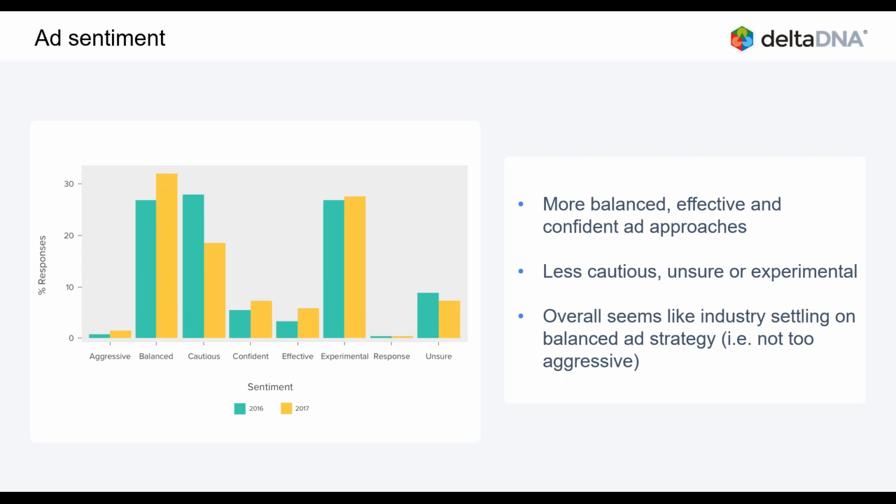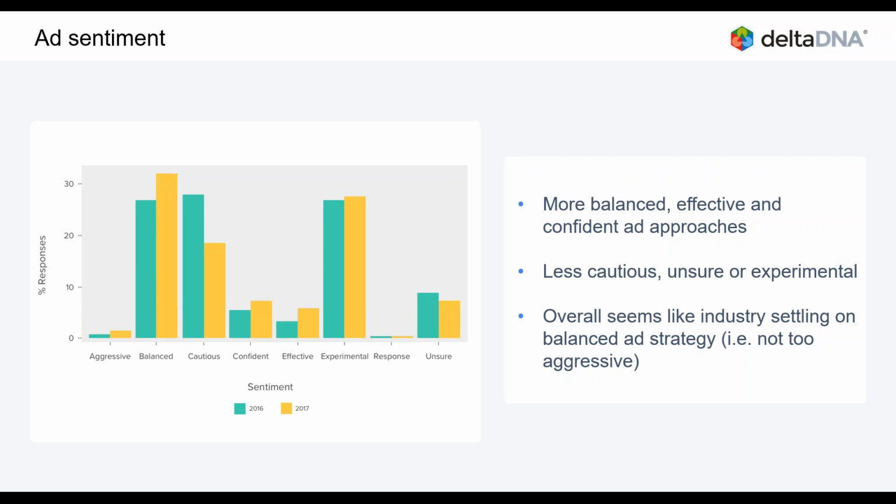So what's interesting here is that, again, we looked at this 2016 versus 2017. In 2016, the most common response was that people said they were cautious towards ads. A lot of people said they're experimental, and they still do. A lot of people still say they're balanced, but the prevailing thought was to be cautious. Now we see a much more interesting split between people taking a balanced approach to ads.